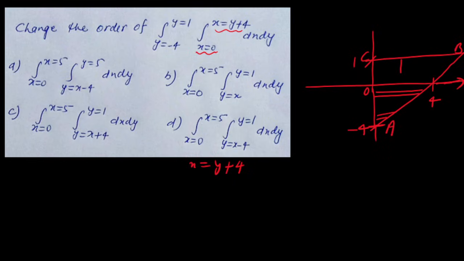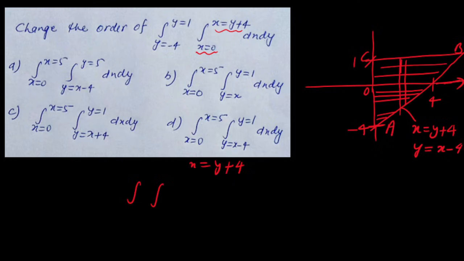I can show you that this is how the region is originally covered, but we have to change the order, so we have to take the vertical strip. When we take the vertical strip, the limit of y starts at which line? It starts at the line x is equal to y plus 4. Writing y in terms of x, y will be x minus 4, so y is equal to x minus 4, and it will go up to the line y is equal to 1.